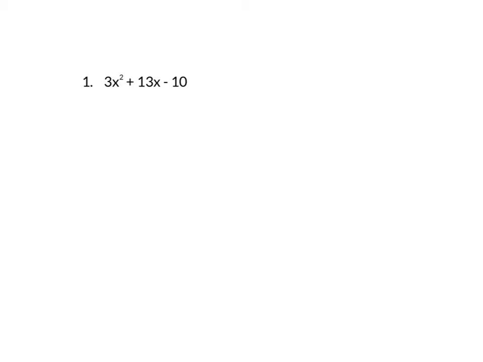And I'm just going to do this by using a table. We are going to want to take the A term, which is 3, and multiply it by our C term, which is negative 10. 3 times negative 10 is negative 30. We're going to factor negative 30, and the two factors have to add up to the B term. The B is positive 13.